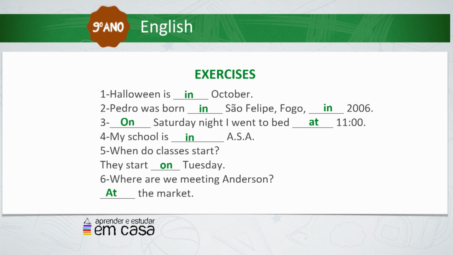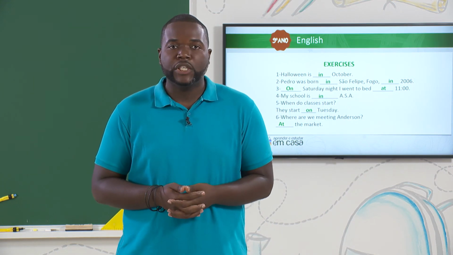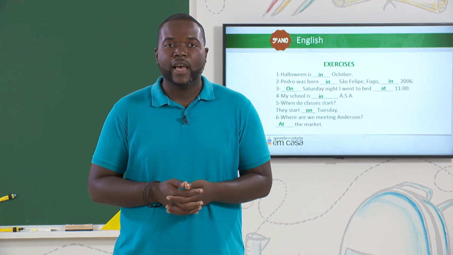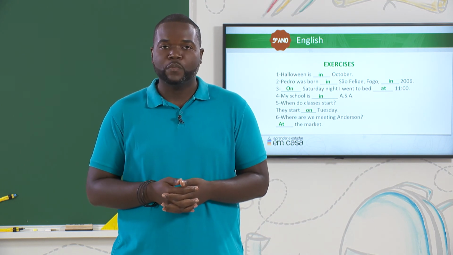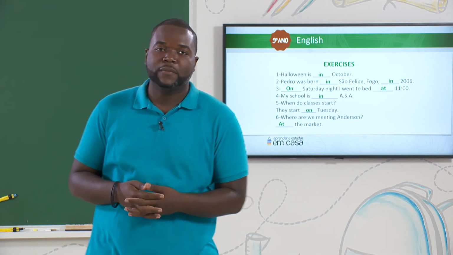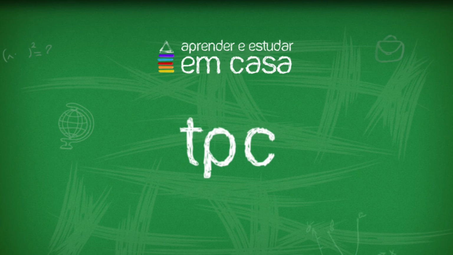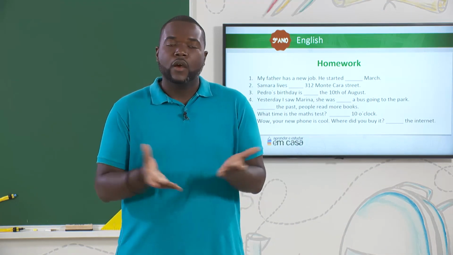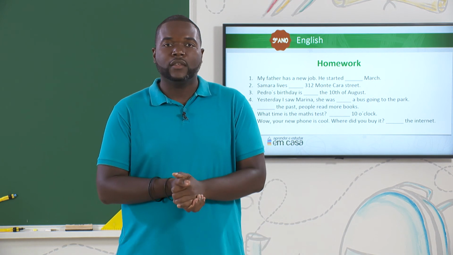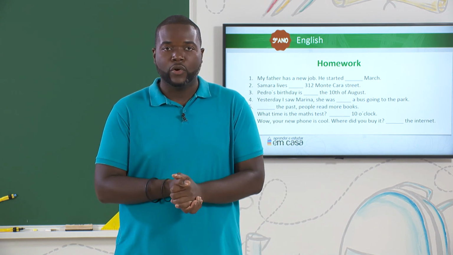Now let's see the last sentence. Where are we meeting Anderson? You're right. We are meeting at the market. That's it. Okay, students, we finished the exercises, but this time you have some homework to do. Let's see your homework for this class. All right, students, let's see what is your homework for your next class.